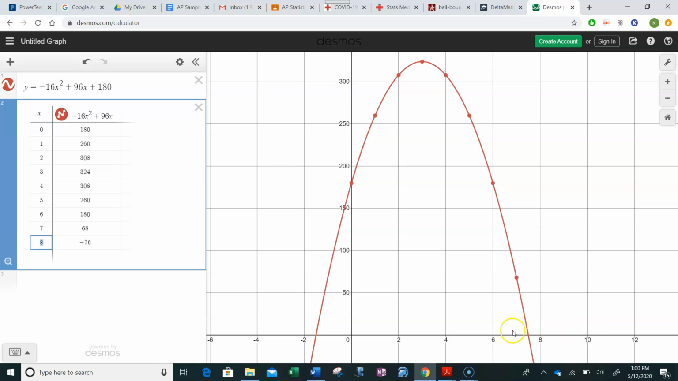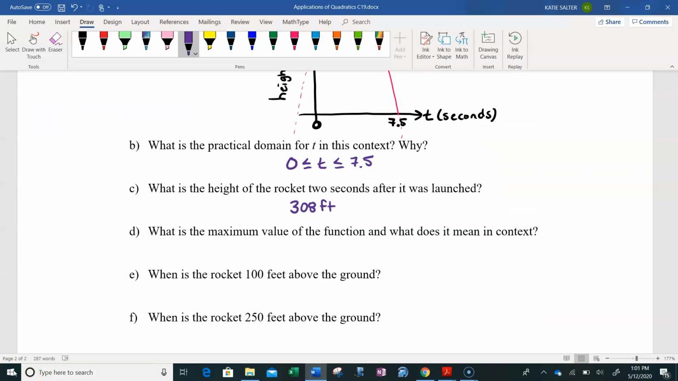Now, we already know that this rocket hits the ground at 7.5 seconds, so if you want to see that 0 in there, you could type right here 7.5, and we know that these are the values that we wanted to look at in between. So the first question it asked us was, what is the height of the rocket 2 seconds after it is launched? We can answer that right here from creating our table. It was 308 feet in the air. And so we would just jot that down.